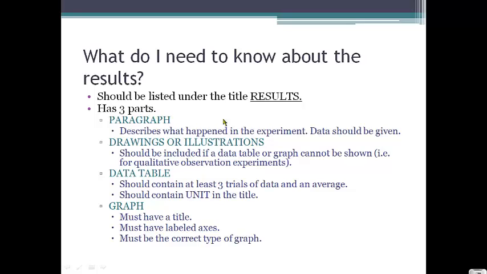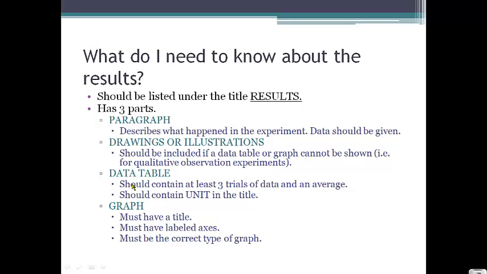Now, if you're doing an experiment that has quantitative data or observations, and quantitative, guys, is long for the word quantity. Okay, so you're basically measuring things. You're getting numbers. You're measuring the distance or the time, or you're measuring how hot something is. You're actually measuring with numbers. Then you're going to need to have your paragraph written about what happened, and you're going to need a data table and a graph to show your results.